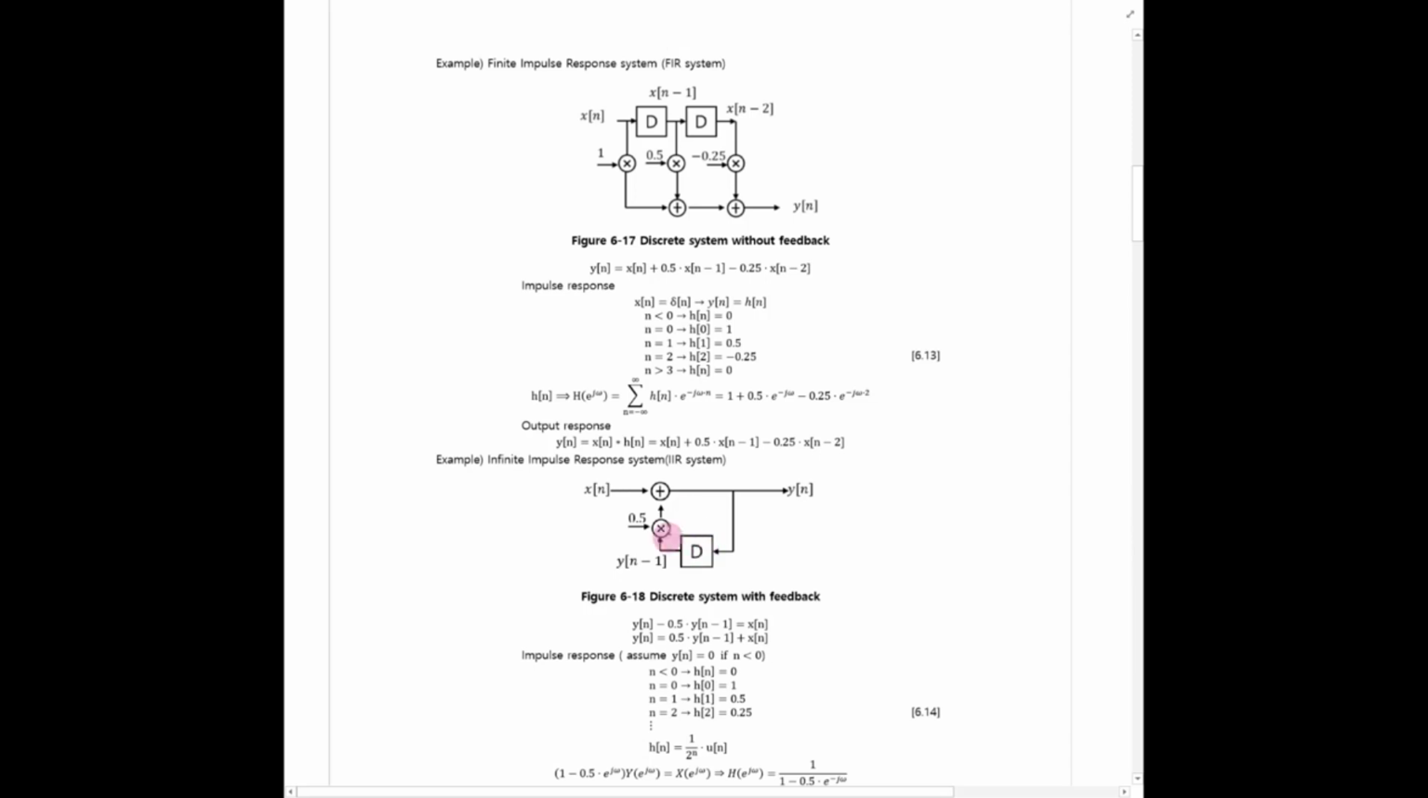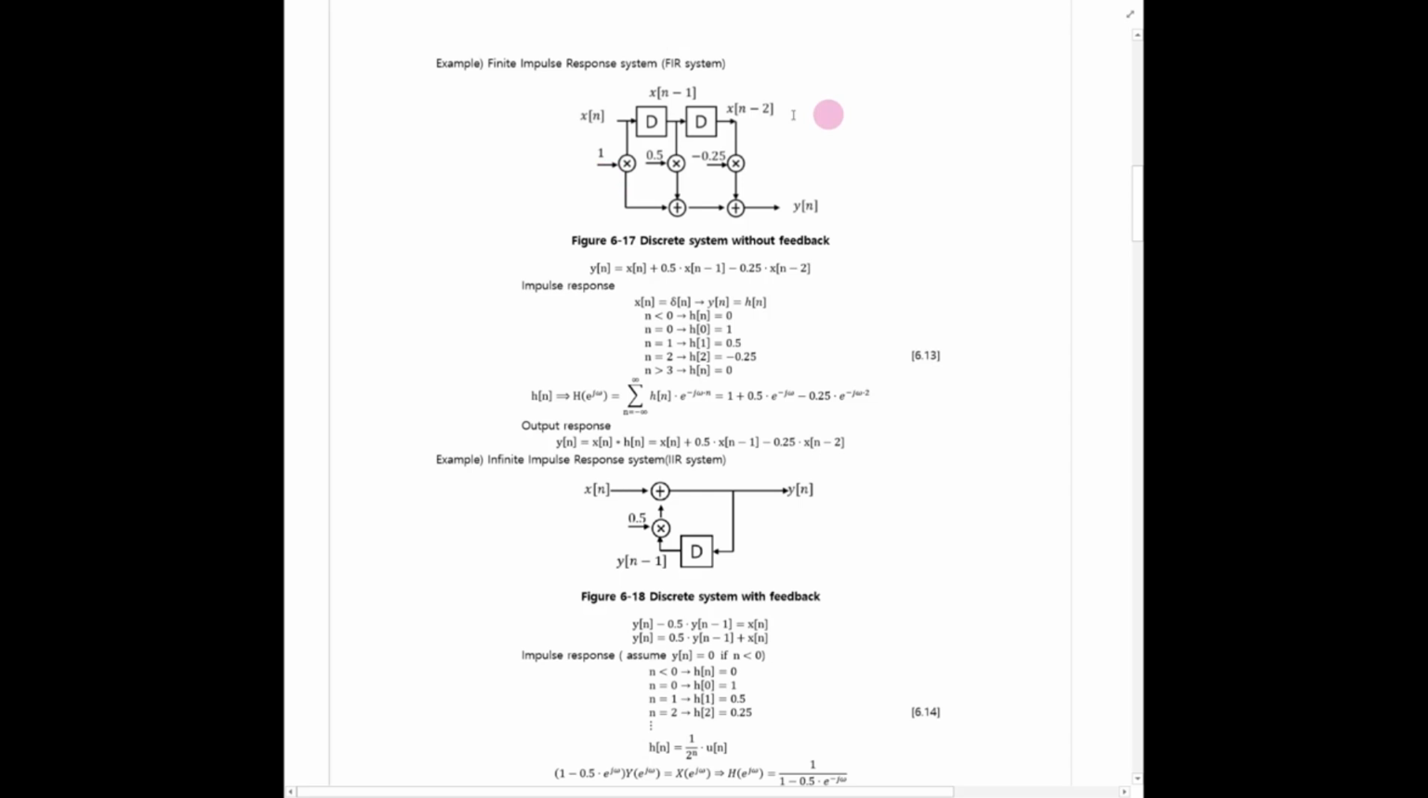If there is feedback, then poles exist. But if there is no feedback, the system has only zeros. This kind of system doesn't have a pole. Let's look at it in a little more detail.